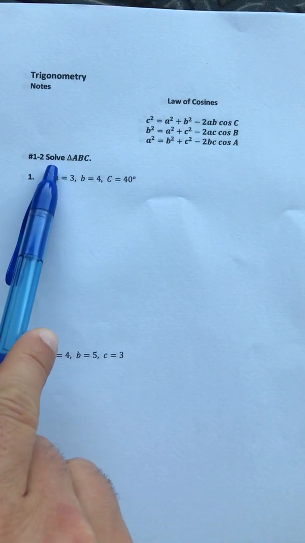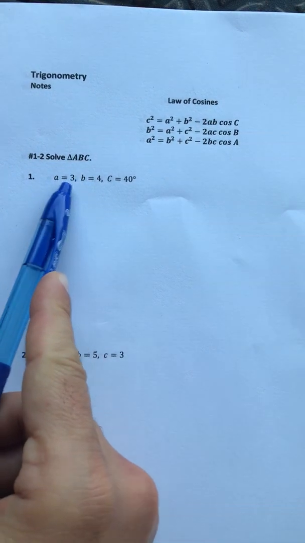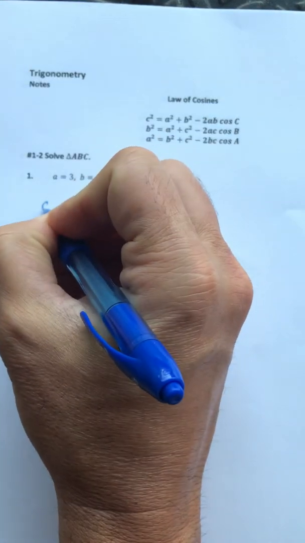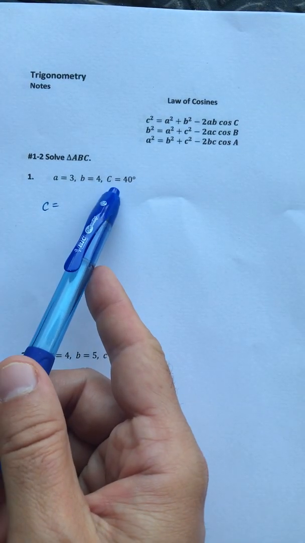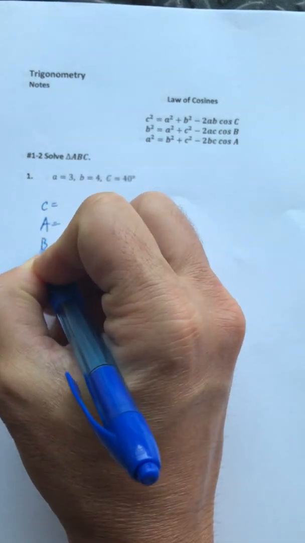So we want to solve the triangle. Again, same thing as law of sines. Solving the triangle just means finding the missing pieces. So I have the two sides A and B. So I'm missing side C. I have angle C. So I need to get angle A and angle B.